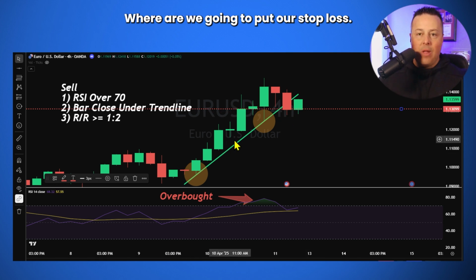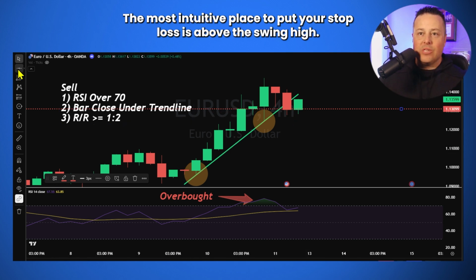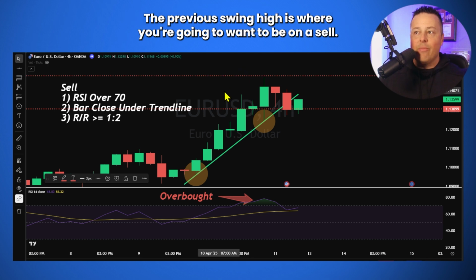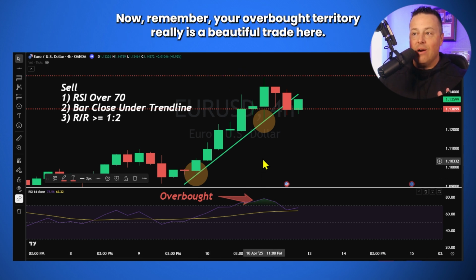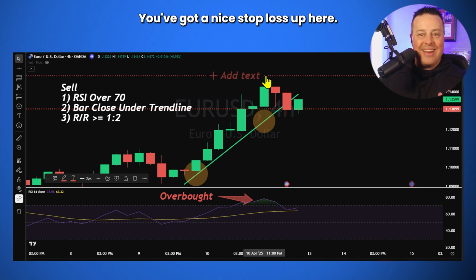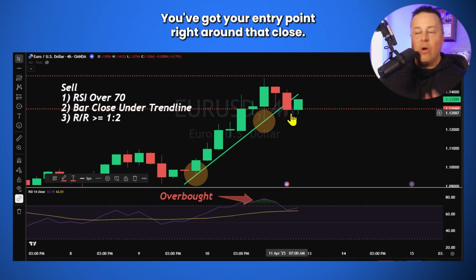Where are we going to put our stop loss? The most intuitive place to put your stop loss is above this swing high. The previous swing high is where you're going to want to be on a sell. Now remember, you're in overbought territory. Really just a beautiful trade here. You've got a nice stop loss up here. You've got your entry point right around that close.